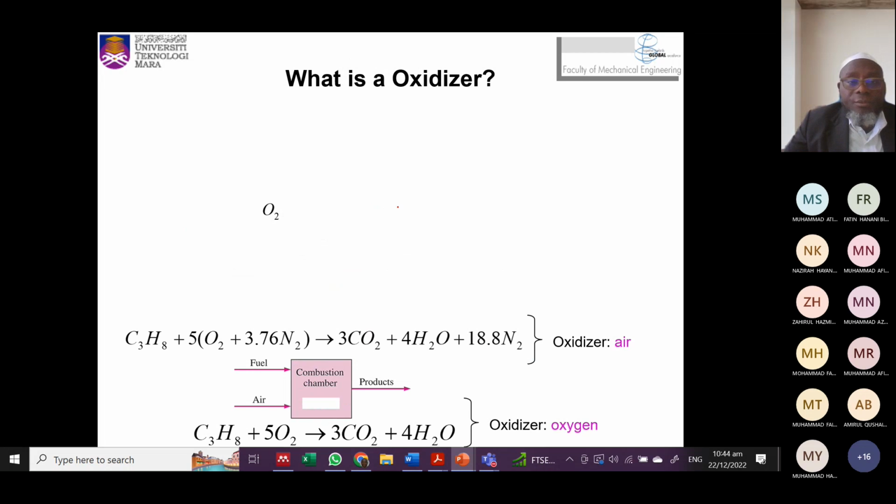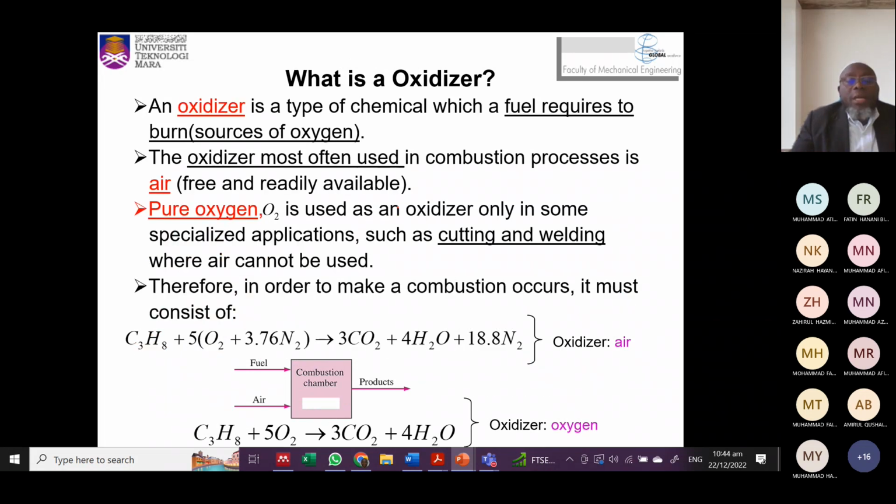Now let us look at the oxidizer. When we say oxidizer, we are referring to oxygen, because oxygen is the main component involved in oxidation when it comes to a combustion reaction. An oxidizer is a type of chemical which a fuel requires to burn. You understand me? The source of oxygen.